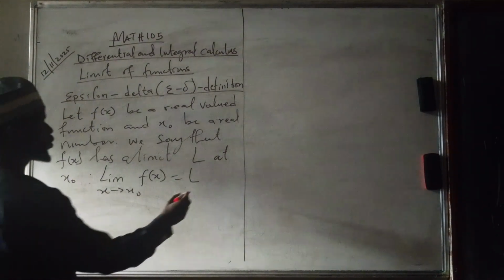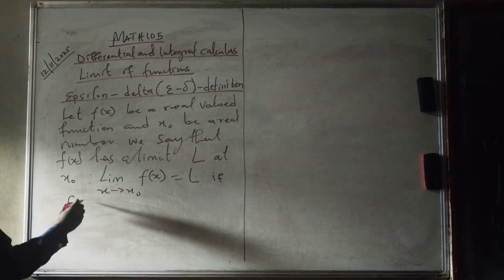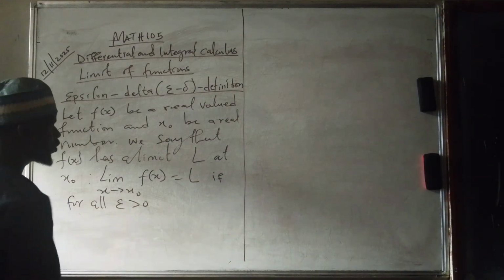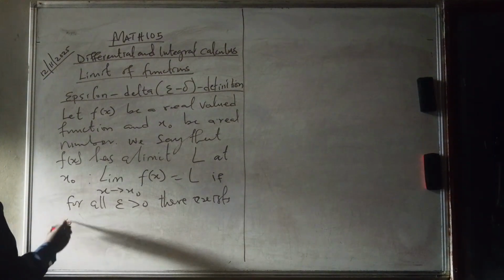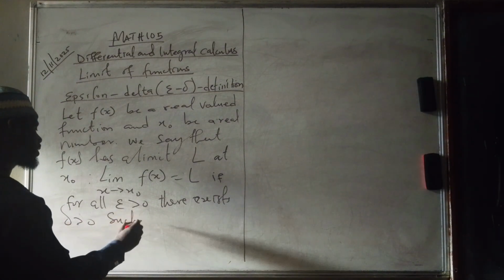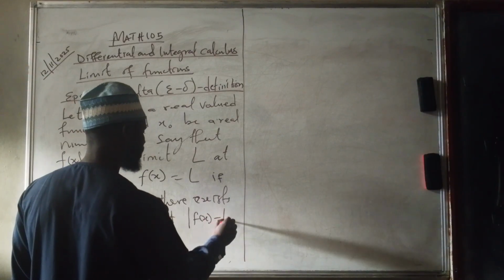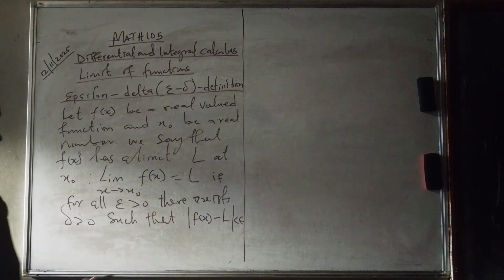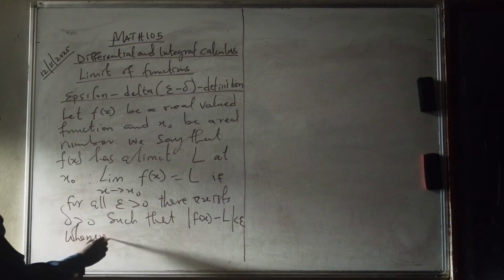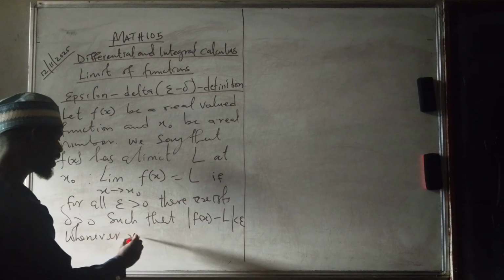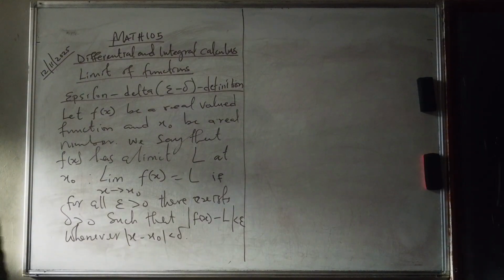And this is true if for every epsilon, that is for all epsilon greater than 0, there exists a positive delta such that the absolute value of f of x minus the limit is less than epsilon whenever the absolute value of x minus x naught is less than delta. So this is the epsilon delta definition.